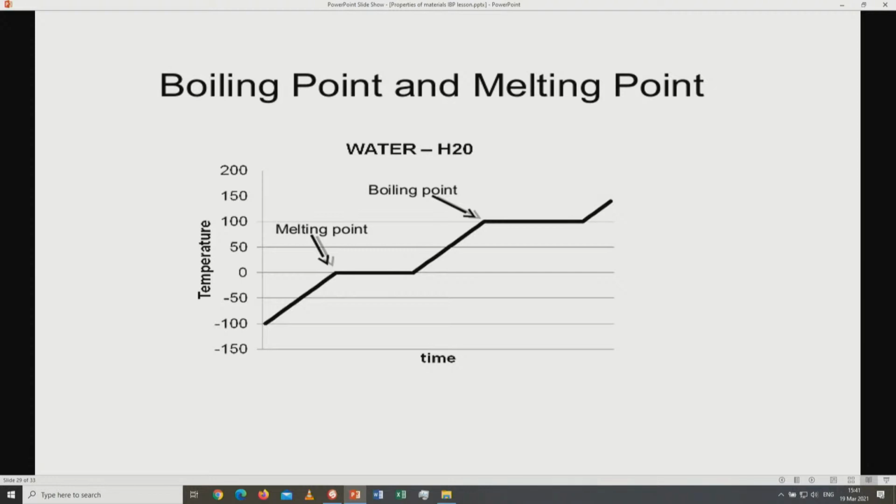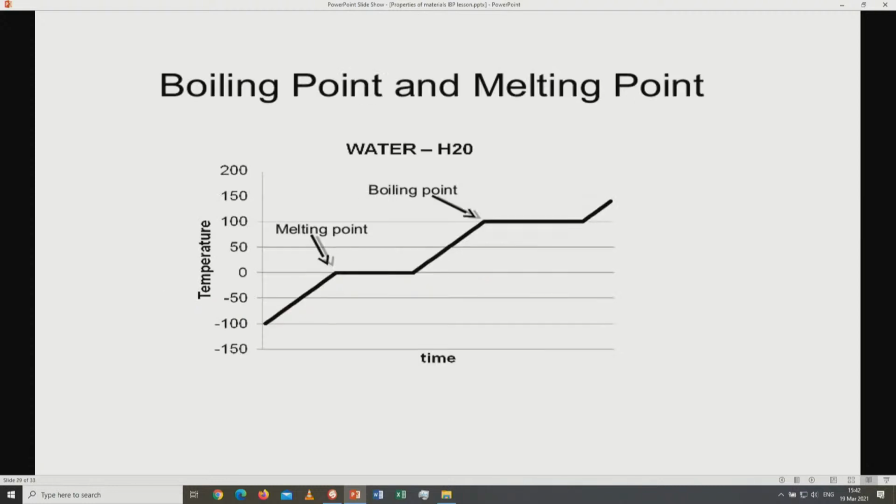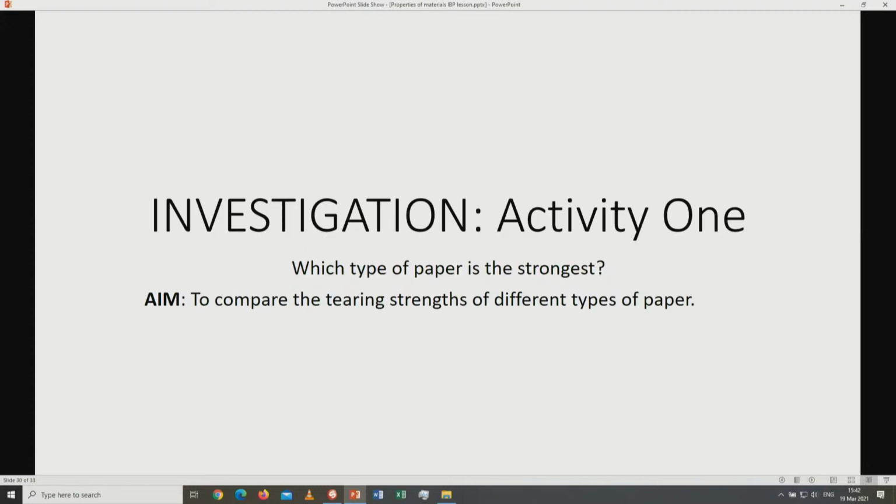The liquid will turn to gas at 100 degrees Celsius. Now let's investigate. Right, as I've said, I'm not going to demonstrate.